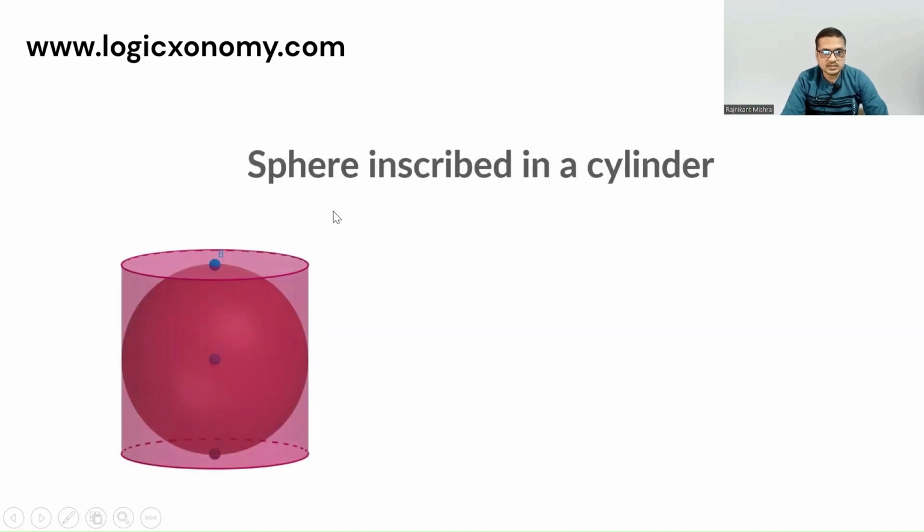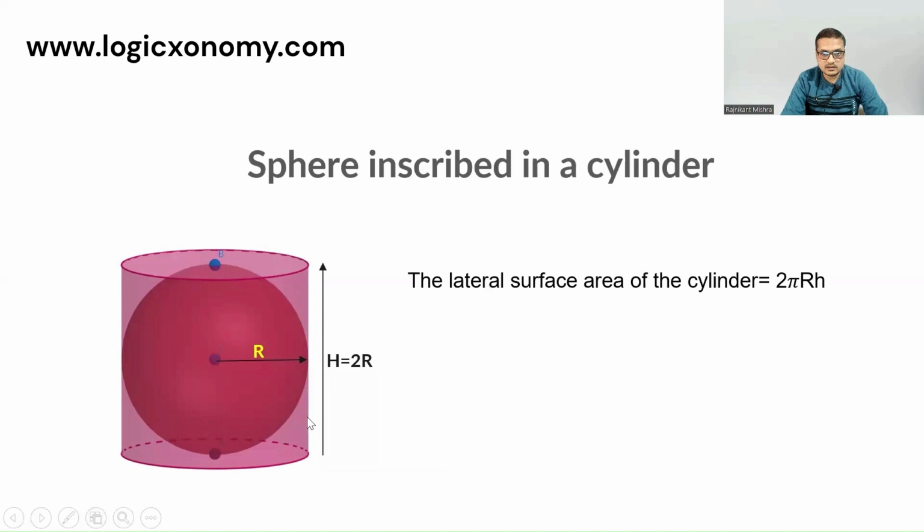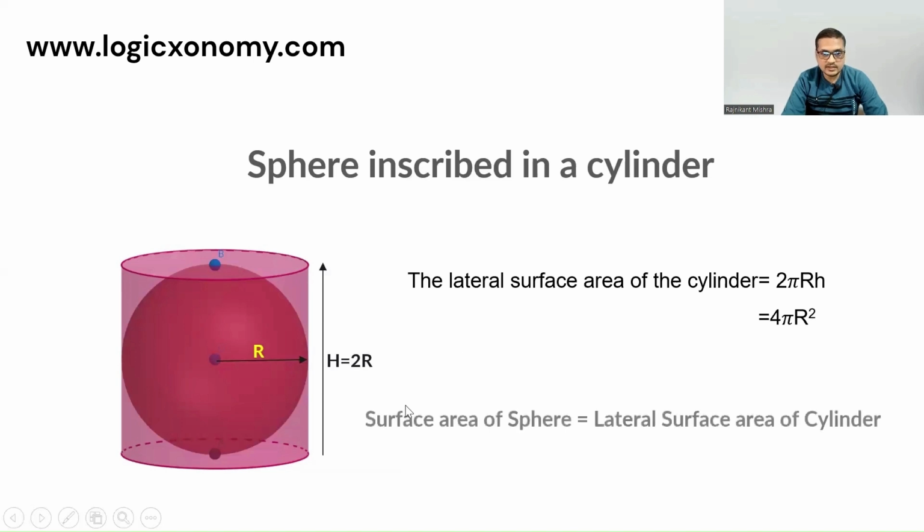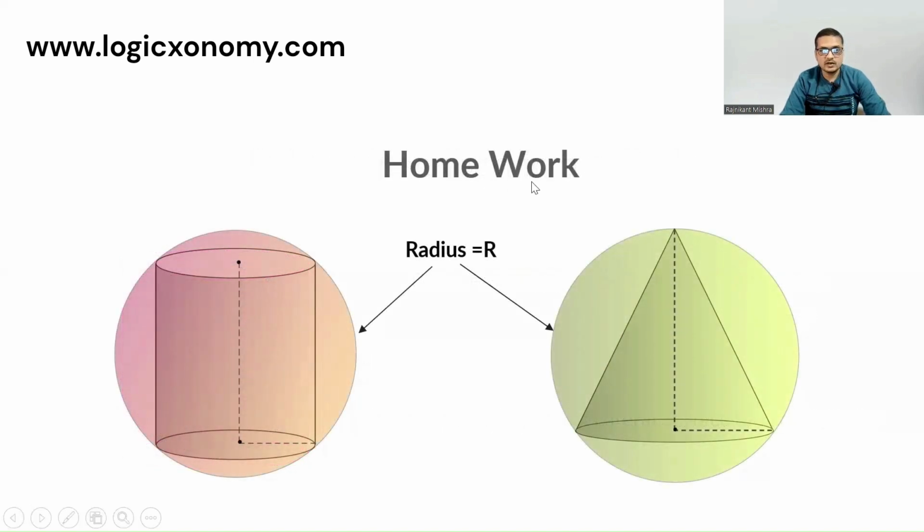Here is a very interesting concept. A sphere is inscribed in a cylinder. The radius of this sphere is r and the height of this cylinder is 2r. In this case, the lateral surface area of this cylinder is 2 pi r into height h, that is 2 pi r h. Put the value of h equal to 2r. The lateral surface area of the cylinder is equal to 4 pi r square. So in this case, we can say the total surface area of the sphere is equal to the lateral surface area of the cylinder.